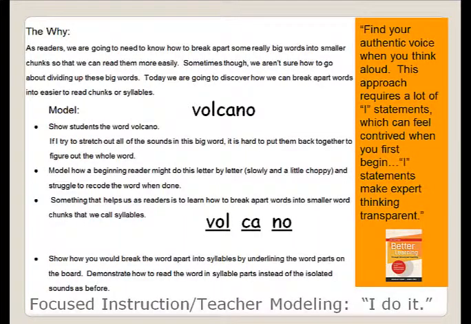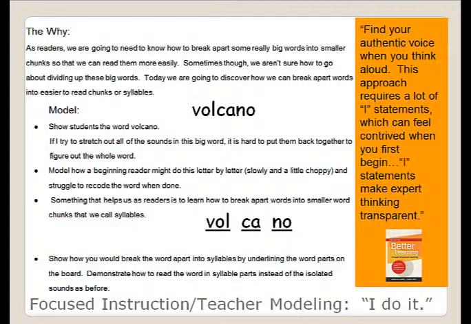The focused instruction phase of the lesson is the teacher's opportunity to model his or her thinking and share the purpose of the new concept. Fisher and Frey write that it is important to find your authentic voice when you think aloud. This approach requires a lot of I statements, which can feel contrived when you first begin. I statements make expert thinking transparent.